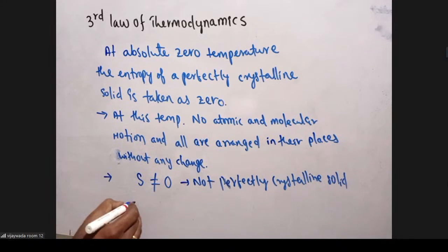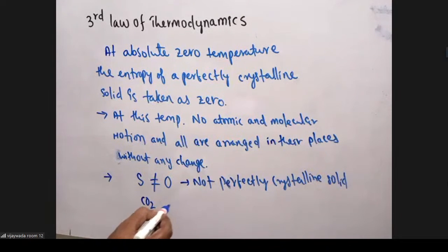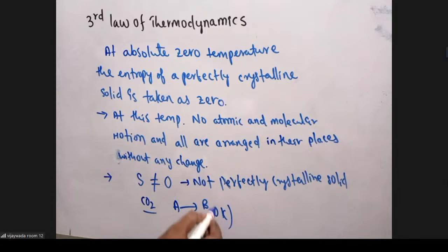Example, if you give carbon dioxide to me, I can convert this carbon dioxide from the given state to the 0 Kelvin state. I mean, if you give it at 27 degrees centigrade, I can convert this carbon dioxide by lowering the temperature to 0 Kelvin. I can take the change in entropy from A to B. Already B is zero. So definitely the change in entropy must be equal to the entropy of state A. Are you getting or not?